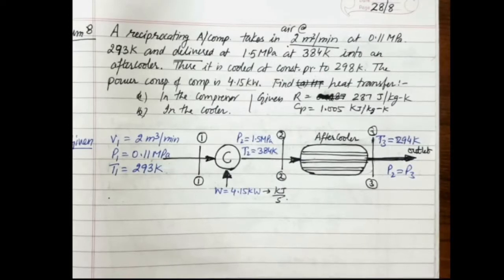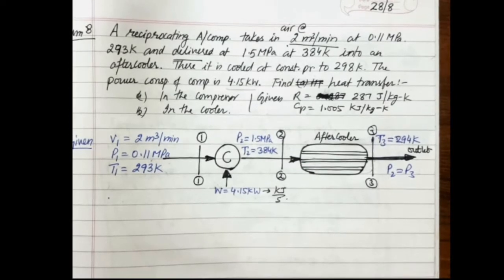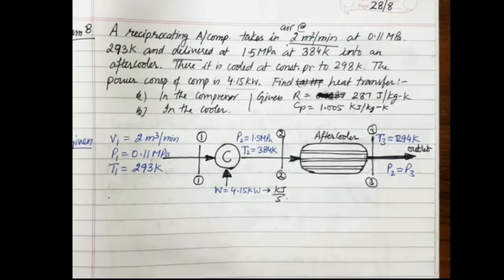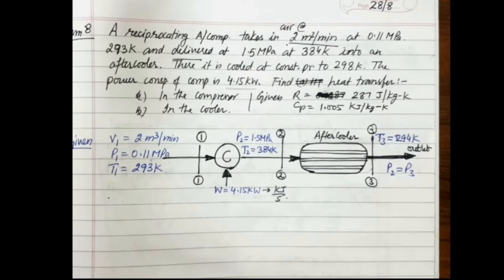Write down the question. A reciprocating air compressor takes in air at the rate of 2 cubic meter per minute at 0.11 megapascal and 293 Kelvin. The delivery pressure is 1.5 megapascal at 384 Kelvin into an aftercooler. There it is cooled at constant pressure to 298 Kelvin. The power consumed by the compressor is 2.15 kilowatts.